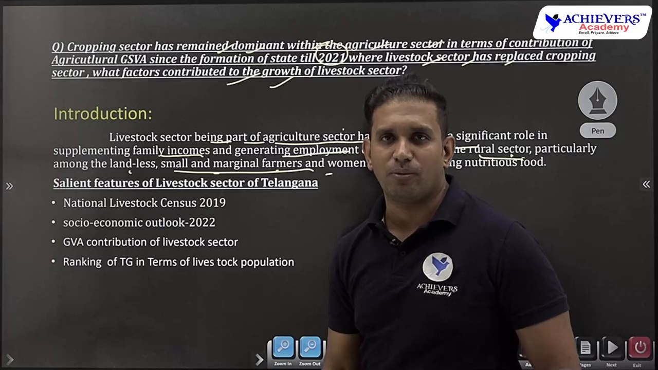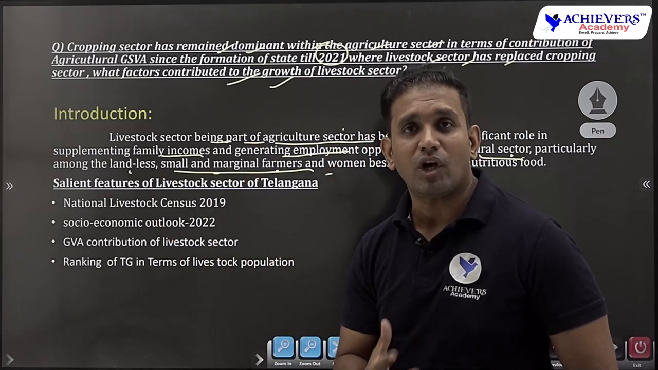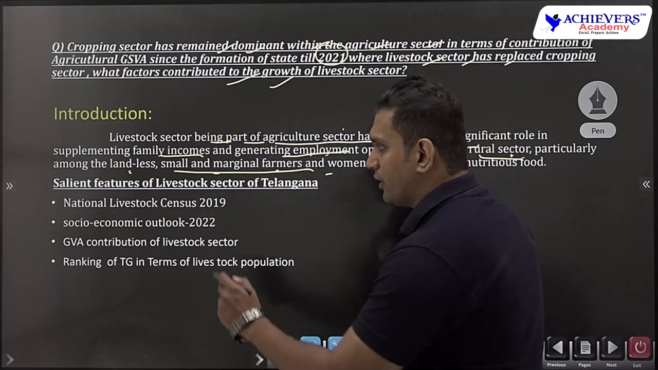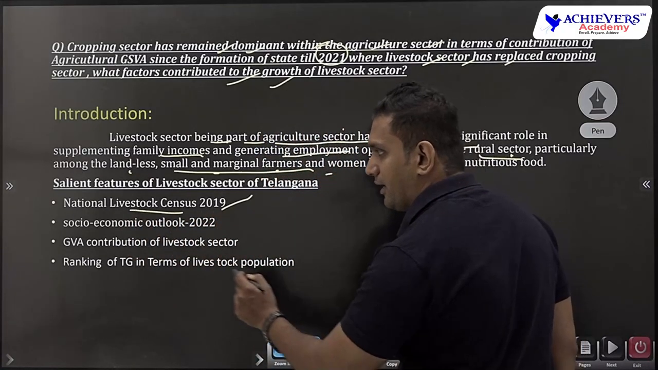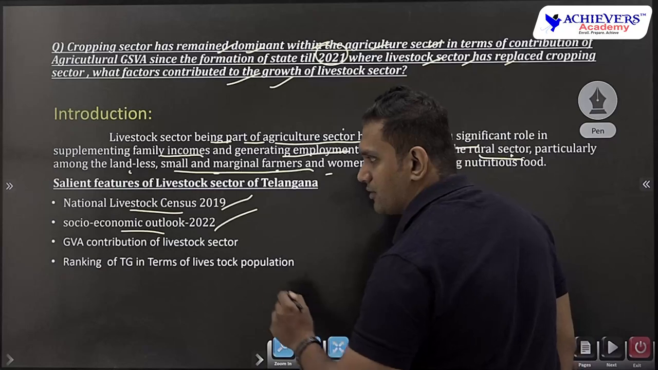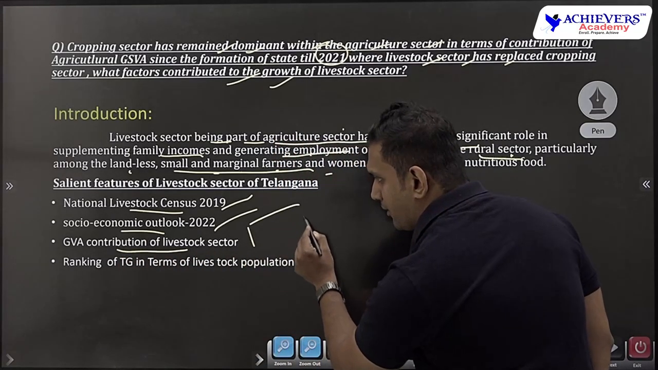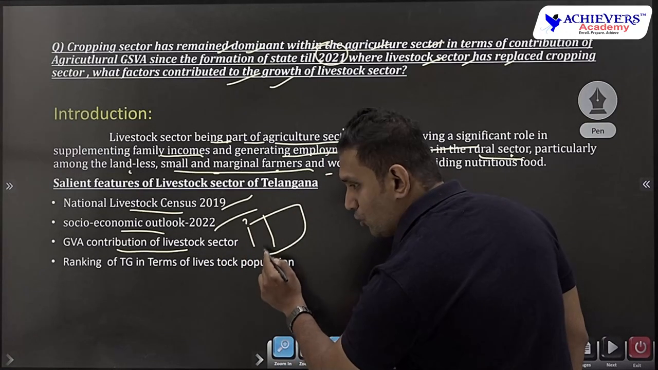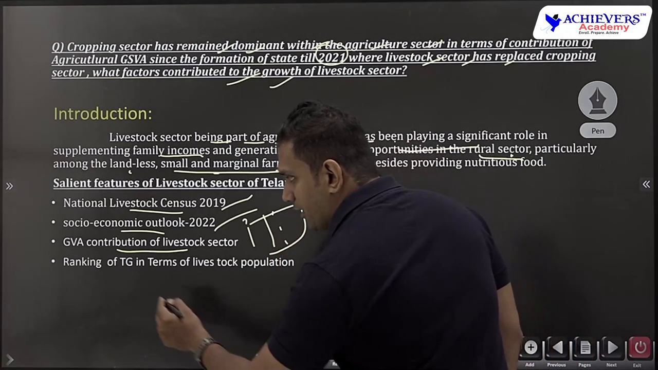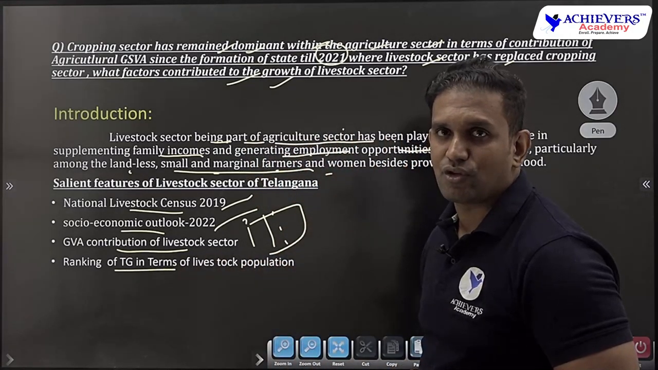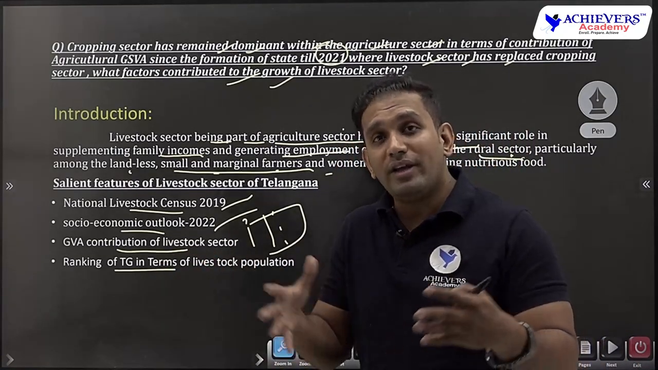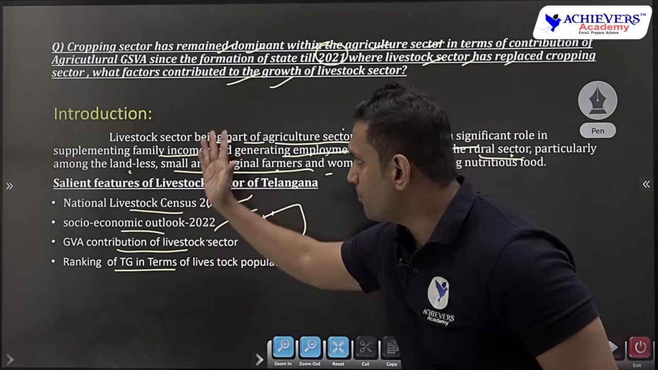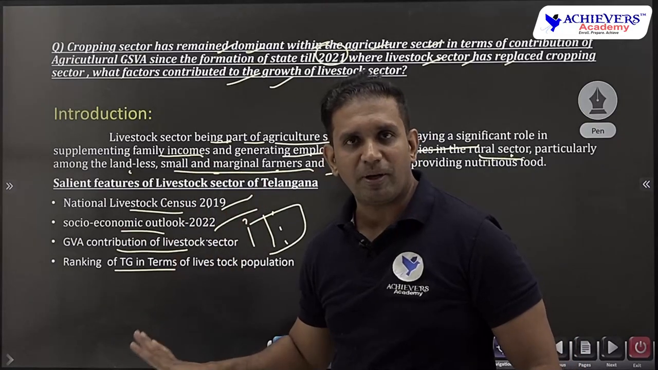Now, after writing this, second paragraph, salient features of the livestock sector of Telangana. We should give some of the aspects about the livestock sector, such a big sector it has now become. Without giving its nature and features, you cannot go directly for the answer. So National Livestock Census 2019, 3 lines. Socioeconomic Outlook 2022, 3 lines. GVA contribution of the livestock sector, you have to make a proper paragraph, means a box, for 2014 to 2021, how the livestock sector has contributed. Ranking of Telangana in terms of livestock: such a big livestock sector, is it assuming importance in the national scenario or not? Yes. So these three lines, one page will be covered with this.